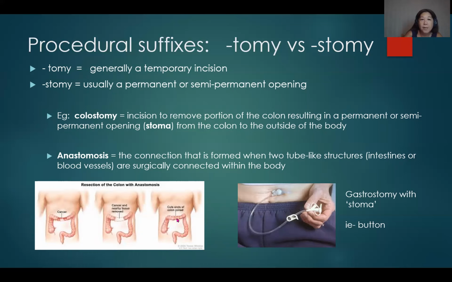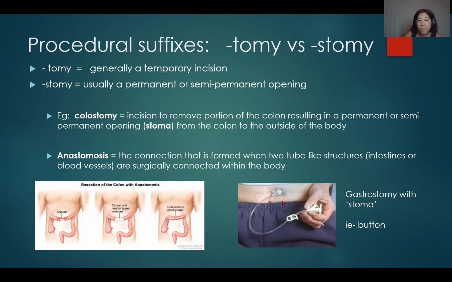Okay, so this is ideal, right? Because in this patient, they probably don't need to have a colostomy, right? But sometimes they can't join up depending on how much they've had to remove and the location. They may not be able to join this up, in which case they just have to make an opening to the outside.